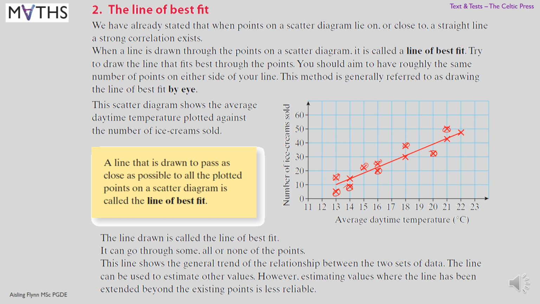So if I said, how many ice creams do you think would be sold if the temperature tomorrow was 20 degrees? Here's 20 degrees, and I can go up from 20 degrees, hit my line of best fit, and then come across, and I could say, oh, about 39 or 40 ice creams. So you can use it to help you predict. However, estimated values where the line has been extended beyond the existing points are less reliable.